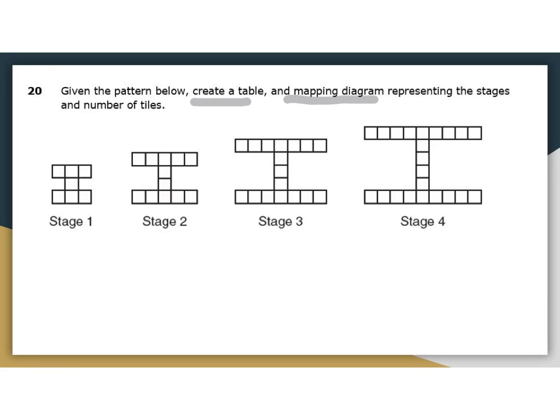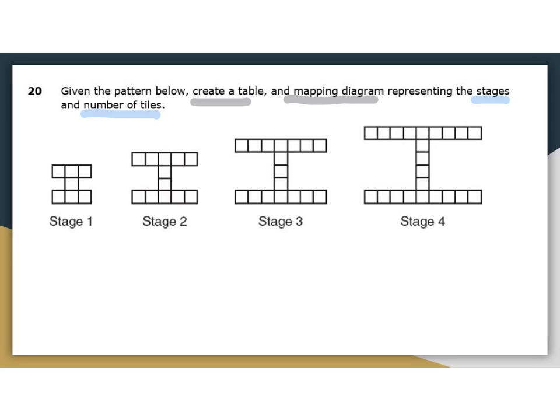by a mapping diagram. And the two things that we're going to focus in on are the stages versus the number of tiles. So the first thing we're doing is creating a table, and you always want to make sure that you label. We're talking about the stages and the tiles. Based off this, the independent is going to be the stages. If we know what stage we're on, then we can determine how many tiles we have.